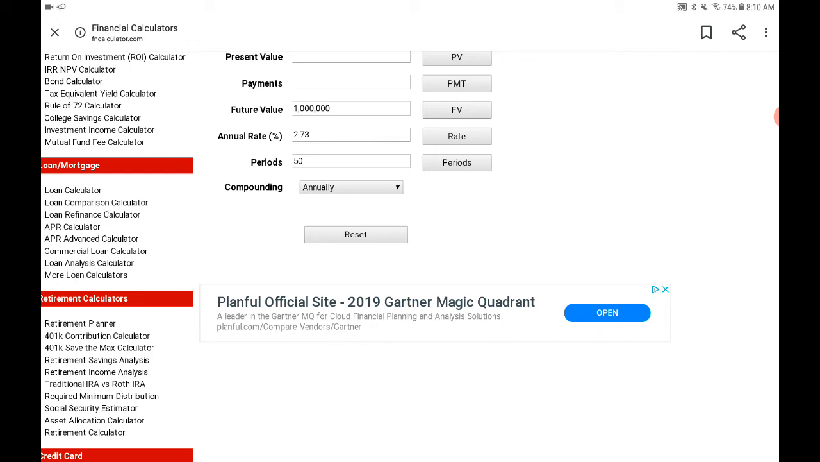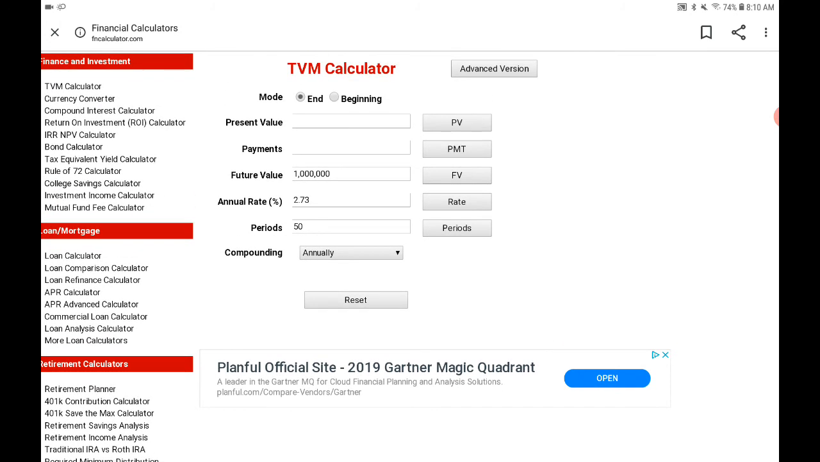Okay, once I got everything in there, the thing I want to figure out is the present value. So I'm just going to press present value, and it calculates it, negative $260,097.15.